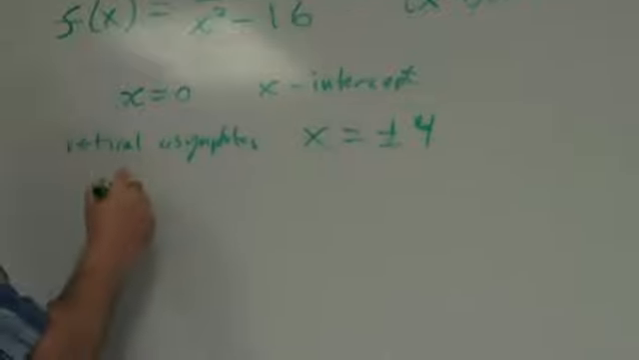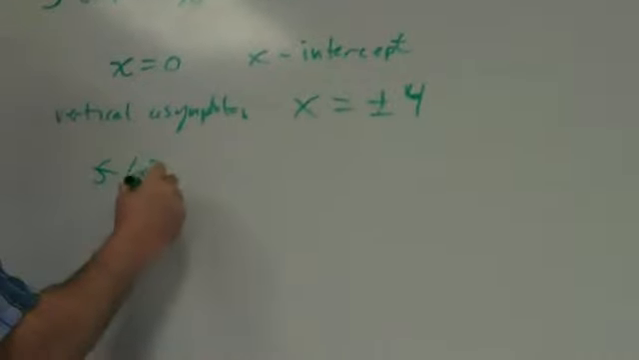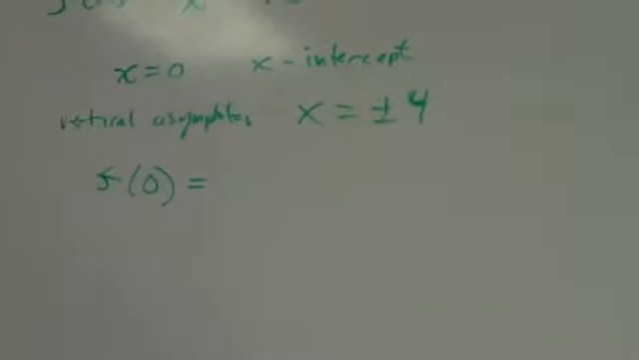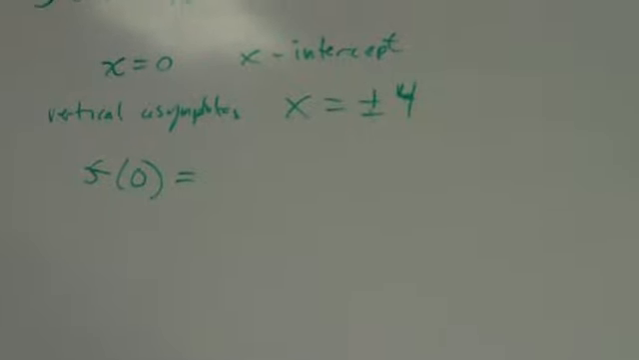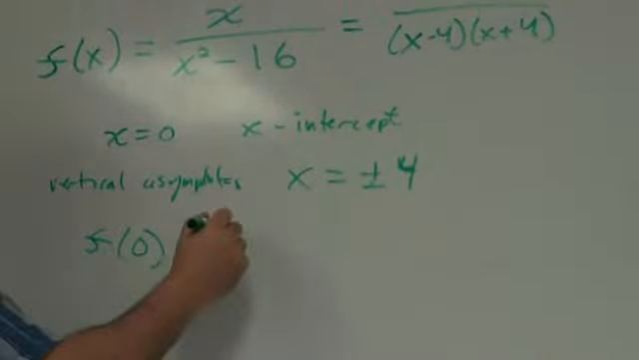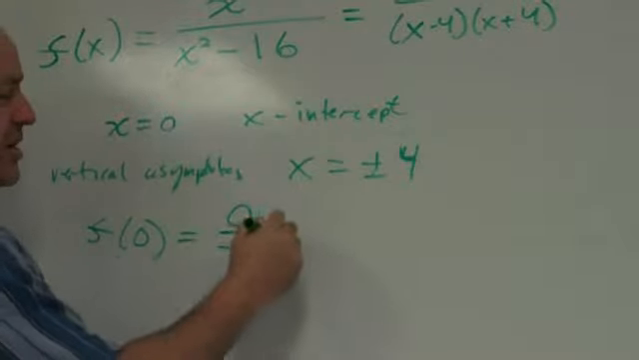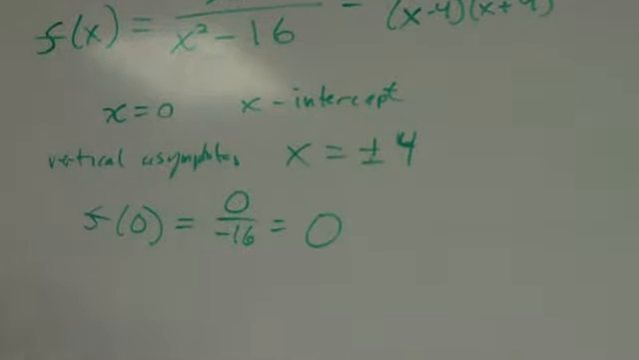My y-intercept is what I get for y when x is 0. Put 0 into this, what do you get? 0 over negative 16, which is 0. So it's going to go through the origin.